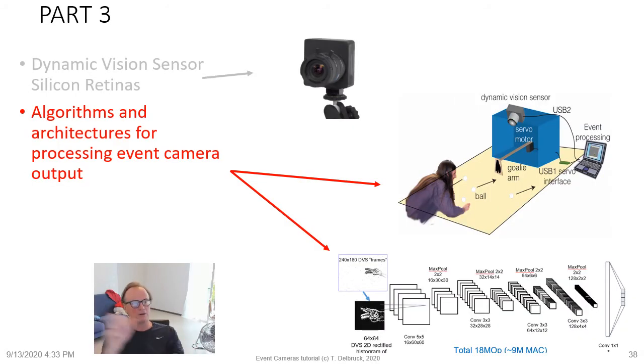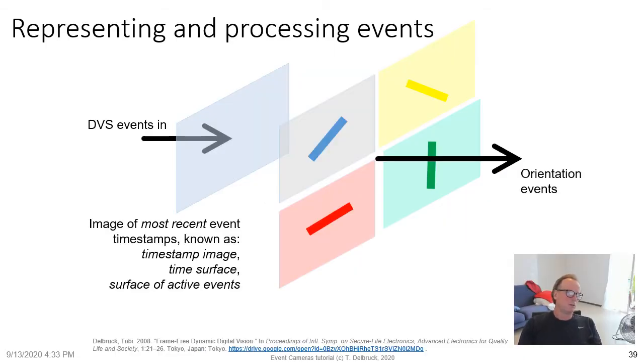Okay, let me turn now, after this rather intense section about DVS pixel circuit technology, to algorithms and architectures for processing event camera output. And in particular, I want to talk about robotics applications, computer vision, and of course, deep learning applications of event cameras. So let's talk about representing and processing events. How do you represent now, when you're doing computer vision, these DVS events?